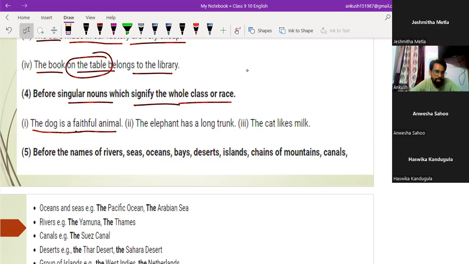Dog is considered a faithful animal, whether it is a dog from your house or my house or the neighbors, or street dogs, whatever. This whole class is referred to as the faithful animal. The elephant has a long trunk, not only one elephant, but all elephants have long trunks. The cat likes milk. Everybody's cat likes milk.